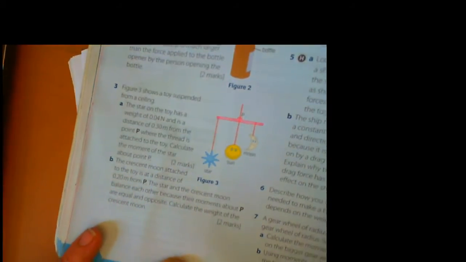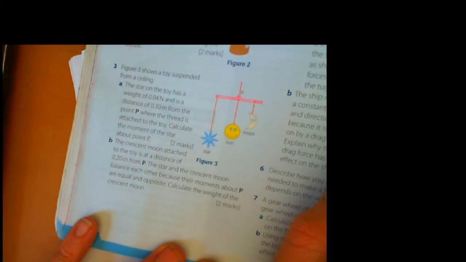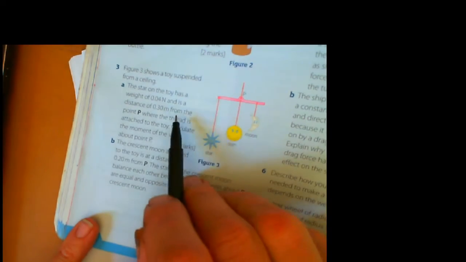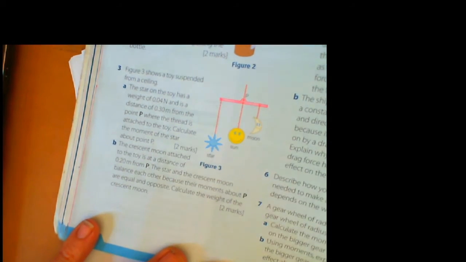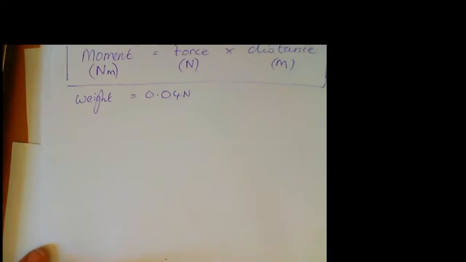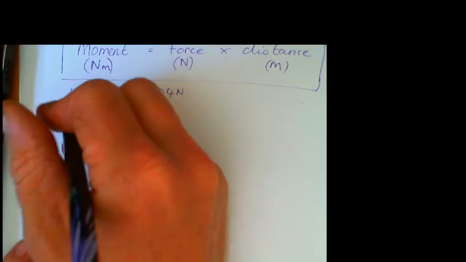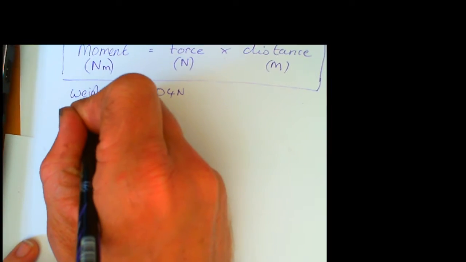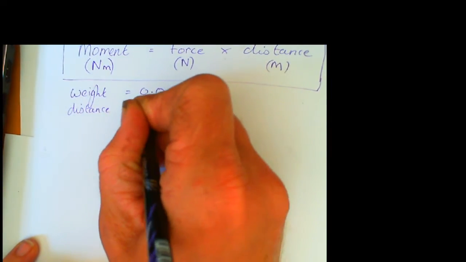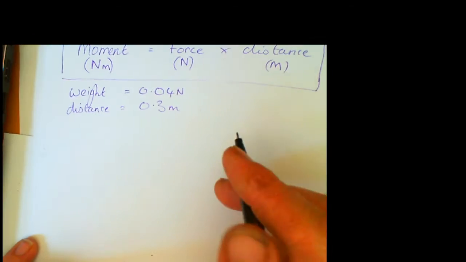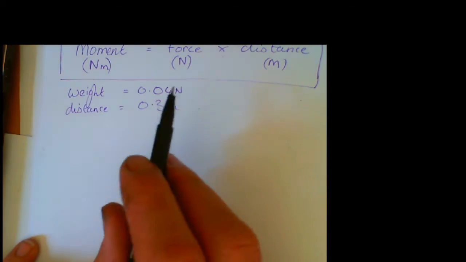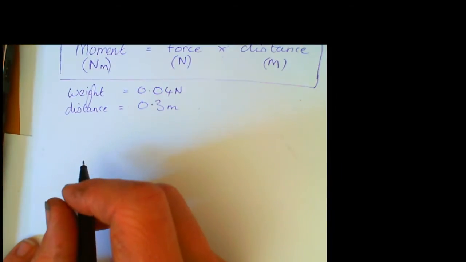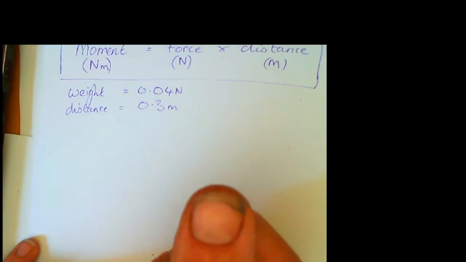Okay, so the next thing is it says there's a distance 0.3 meters from point P. So I'll write that down. Distance equals 0.3 meters. They've very kindly given it to us in the right unit, so we don't need to do anything with the units. It then says calculate the moment. Okay, so all we're now going to do is put it into the equation.